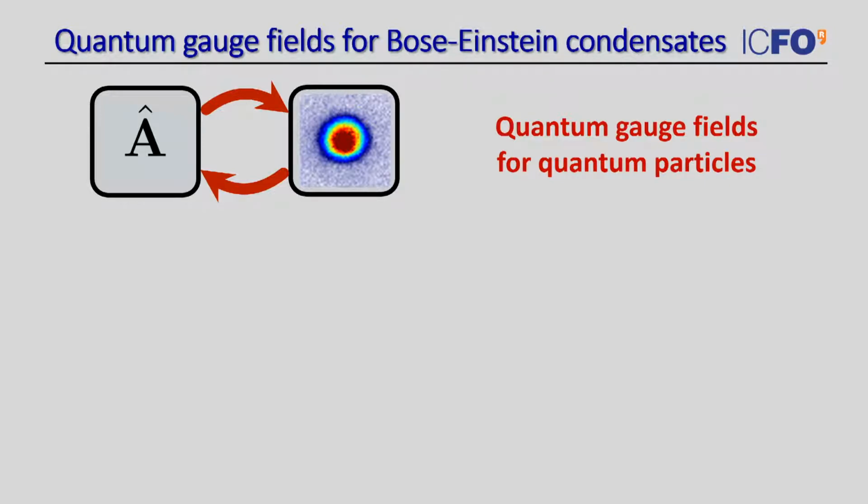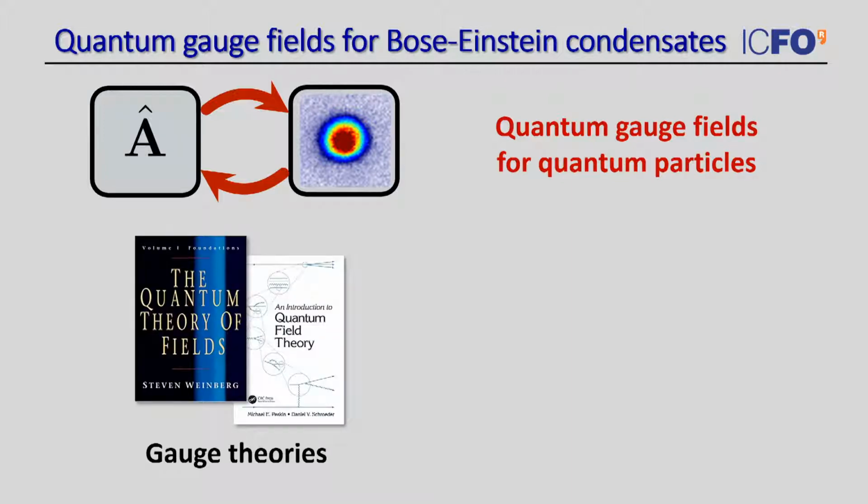So what we actually want to do is to make this vector potential become a quantum mechanical operator that acts onto the matter field, and also to have back action of matter onto the gauge field. So we need to engineer a proper theory for quantum gauge fields coupled to quantum matter fields. So better we take the good quantum theory of fields, and this is gauge theory.